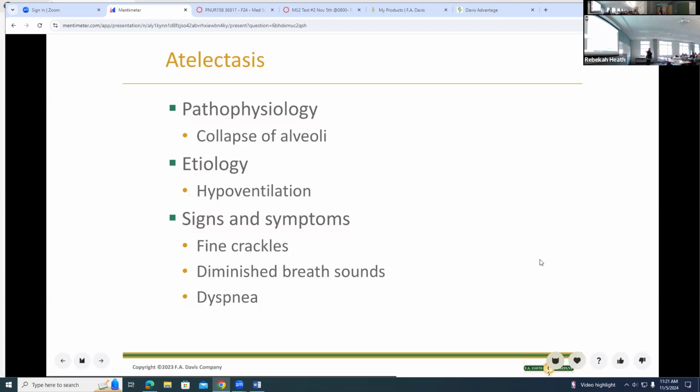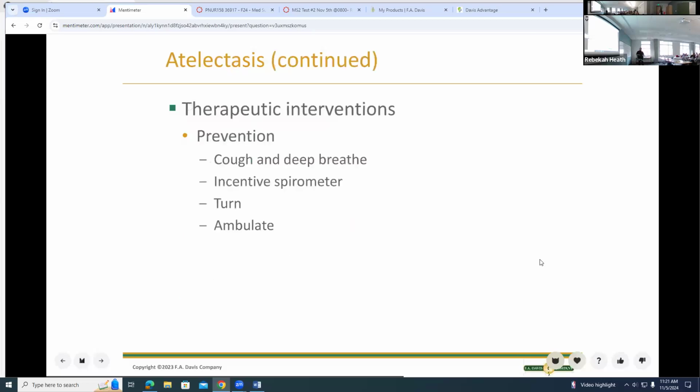And the signs and symptoms: fine crackles, diminished breath sounds, and usually we'll also see a low-grade fever. A low-grade fever on somebody who is post-operative, we often think, oh, probably atelectasis, and you just start them on deep breaths. Right, so cough and deep breathing.